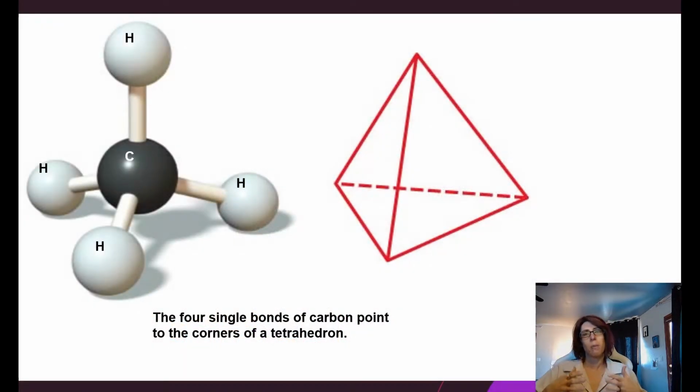So biological molecules are carbon-based. When we say organic molecule, what we mean is a carbon-based molecule. Now, why is carbon so essential to life? Carbon forms the backbone of biological molecules in part because of its geometry. It has a very stable geometry.